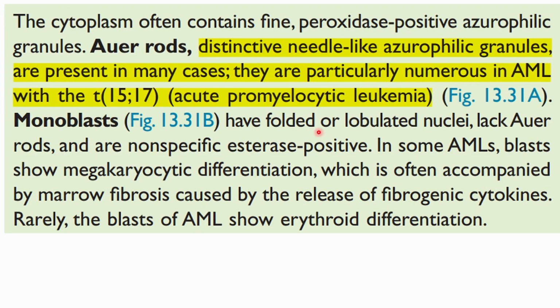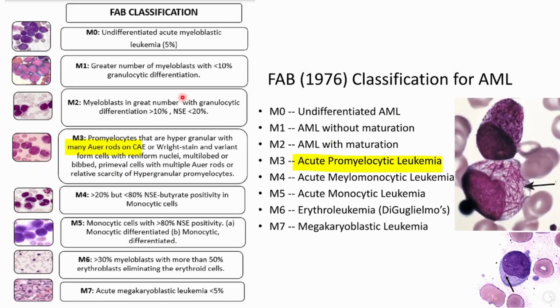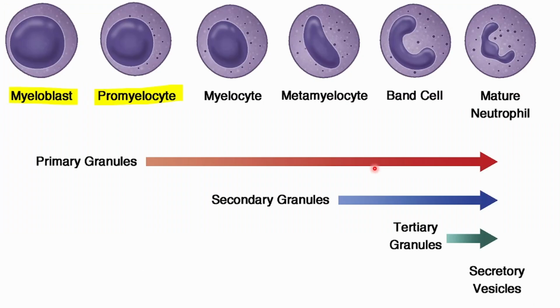If you have not understood acute promyelocytic leukemia, people have made classifications. One is this FAB, French American British classification, under which there is M3, acute promyelocytic leukemia. Here you will see the most number of Auer rods. Then there are others like acute myelomonocytic leukemia, acute monocytic leukemia, megakaryocytic. These are all different things.